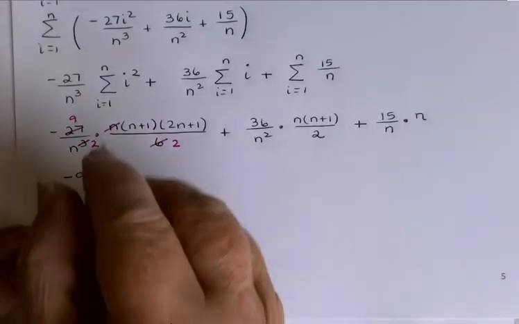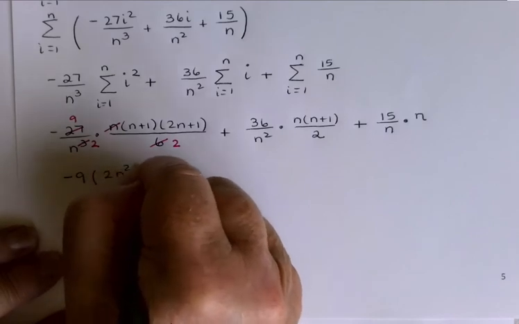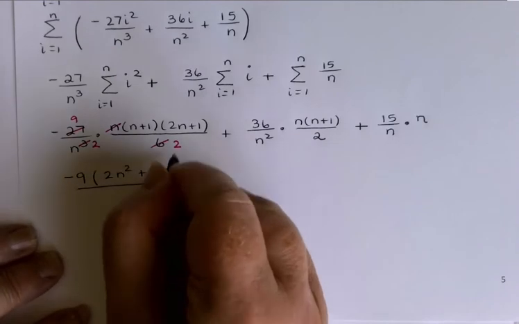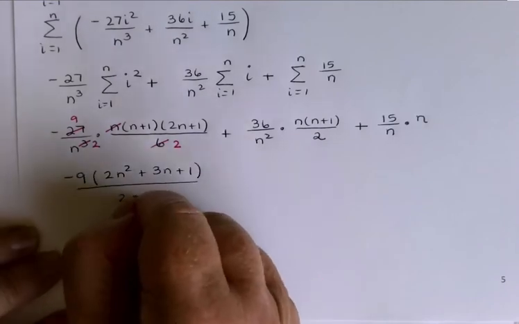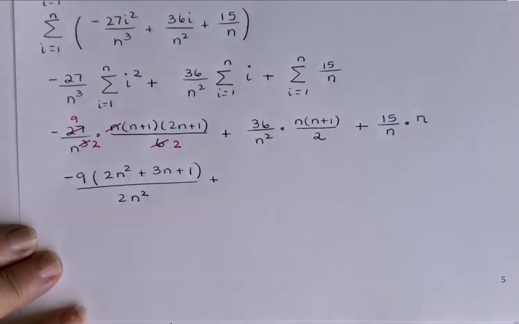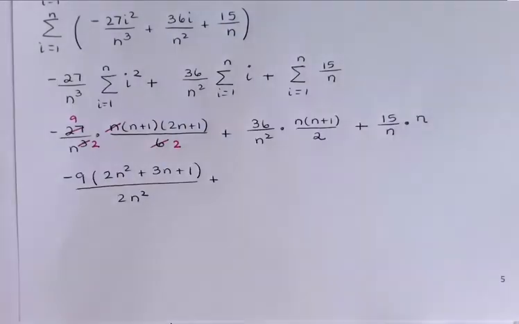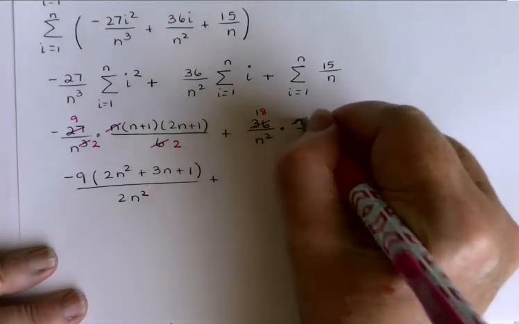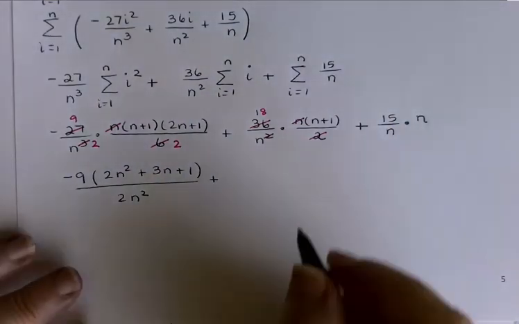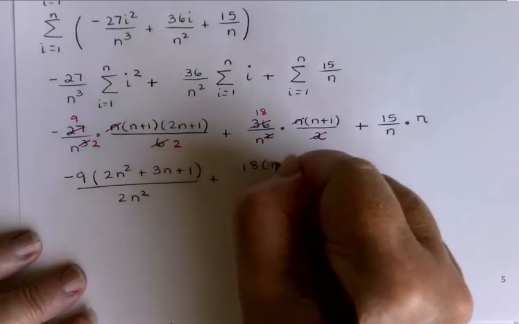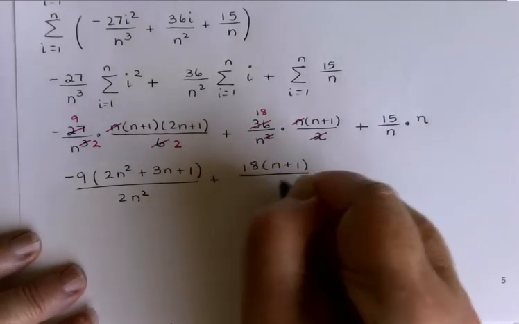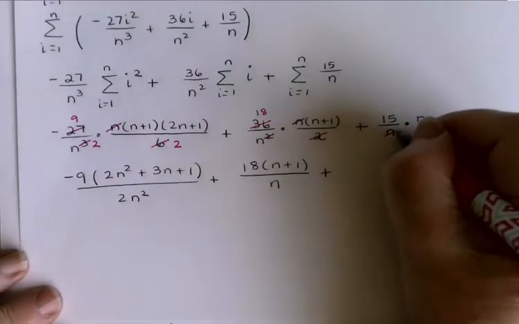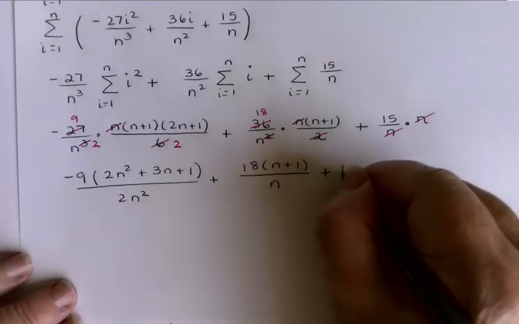And I'm just going to multiply those out. 2n squared plus 3n plus 1 over 2n squared, plus, 2 into 36 goes 18 times. Get rid of one of the n's. 18 times n plus 1 over n. Plus, of course, I can just get rid of those, 15.